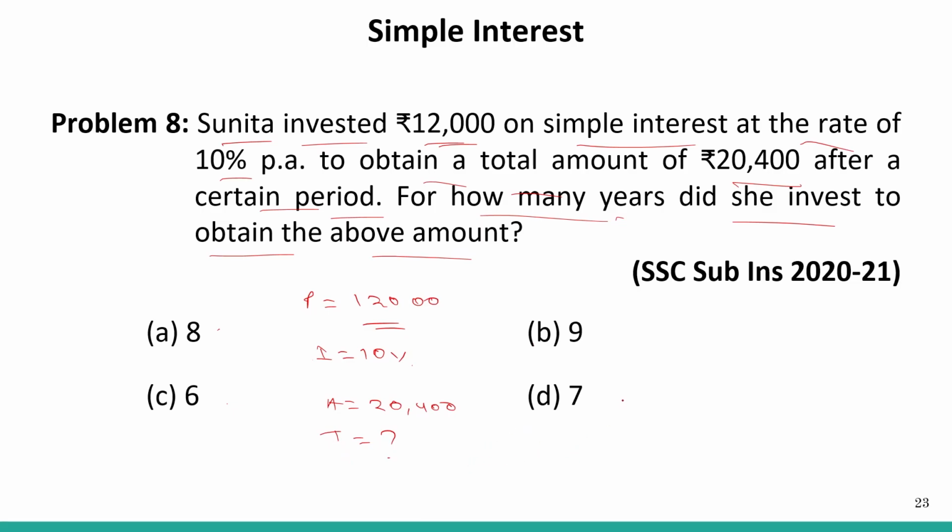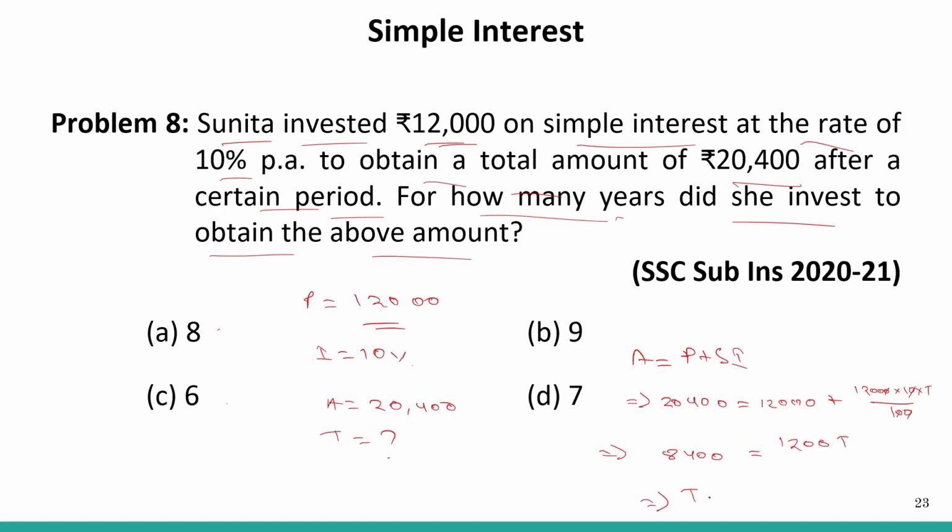Okay, so A is equal to P plus SI, right? So this implies that 20,400 is equal to P, that is 12,000, plus SI. SI is equal to PRT by 100. So P is equal to 12,000 into R is equal to 10 into T is unknown here by 100, right? So cancelling these zeros out from here, what we are left with is 8,400 is equal to 1200 T.